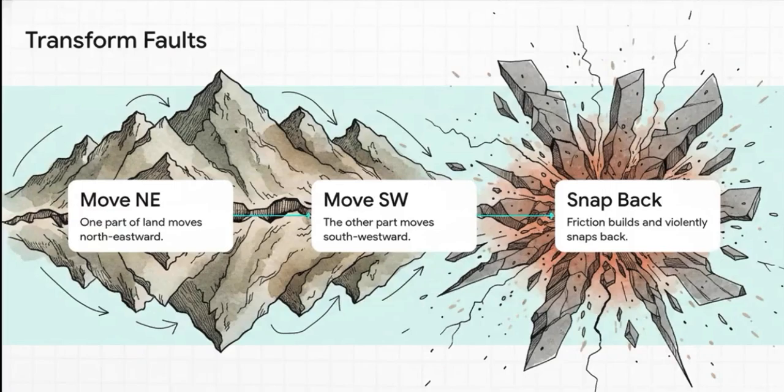Let's break down exactly how this operates step by step for California. Step 1, immense tectonic forces push one part of California to move northeastward. Step 2, simultaneously, the other part of the landmass is dragged southwestward along the fault plane. And step 3, this intense opposing movement creates a transform fault. The Earth literally snags, builds up incredible friction, and then violently snaps back. And that snap, that's what triggers massive surface-rupturing earthquakes.